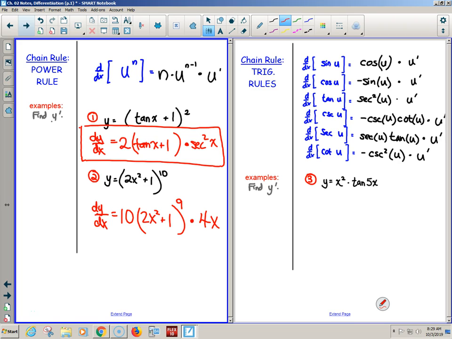Now wait a minute. Where does the 6 go? I need to multiply it at the end. Remember, multiplication is the key. I need to multiply by the derivative of the inside. So isn't my correct answer 6 cosine of 6x? Yes. Nice. Wait, why isn't it cosine of 36x?